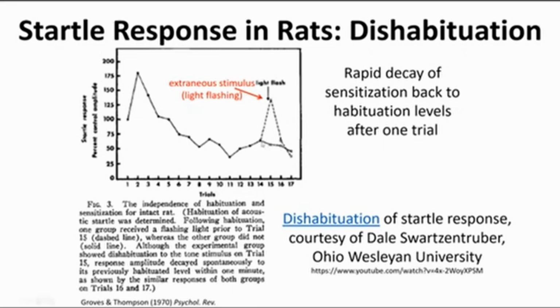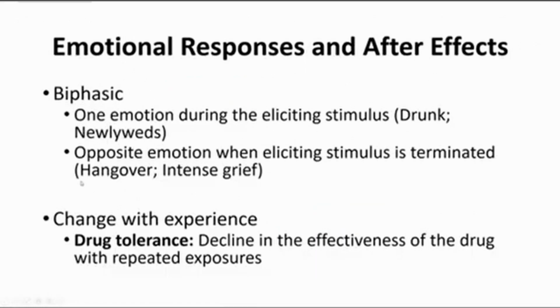That's in comparison to the control group. The solid line continuing across the bottom here is rats who were not exposed to that other stimulus. They were just continuing to be exposed to the tone, and their responding stays fairly well habituated overall. Okay, so that's enough about our dual processes for just a minute here. Let's talk about emotional responses and after effects.